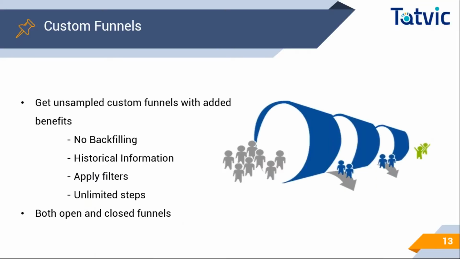Moving next, on the custom funnels. We spoke about custom funnels in the last webinar, that we can get unsampled custom funnels with added benefits, like no backfilling when you create custom funnels using BigQuery. There is historical information that you can get on funnels created by BigQuery. Let's say you are creating a funnel on your Google Analytics UI, then only after the day you have created that particular funnel, you can get the details.